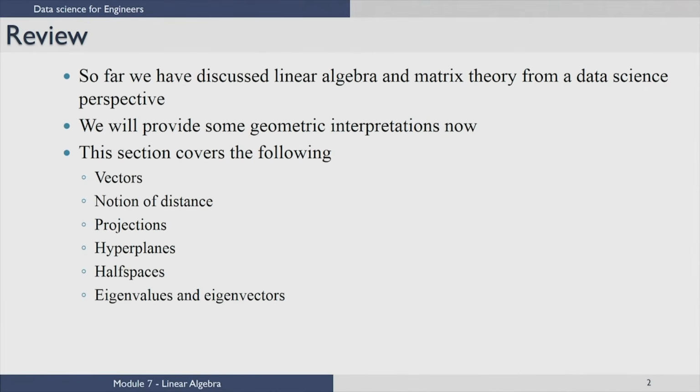Now, some of these are things that would be very well known to most of you. Nonetheless, for the sake of completeness, I will go through all of these ideas and then I will use all of those ideas when we describe hyperplanes, half-spaces and so on. So, we will cover vectors, notion of distance, we will talk about projections, we will talk about hyperplanes, we will talk about half-spaces and then we will talk about eigenvalues and eigenvectors in this lecture.